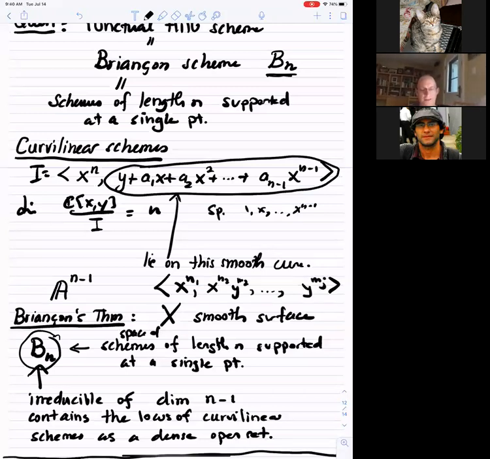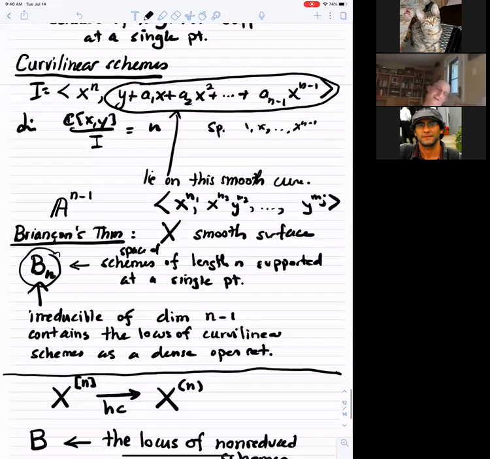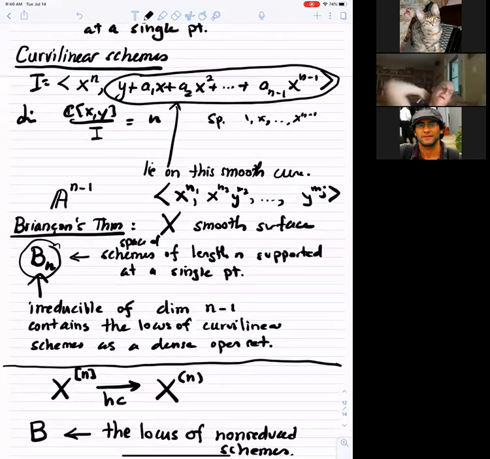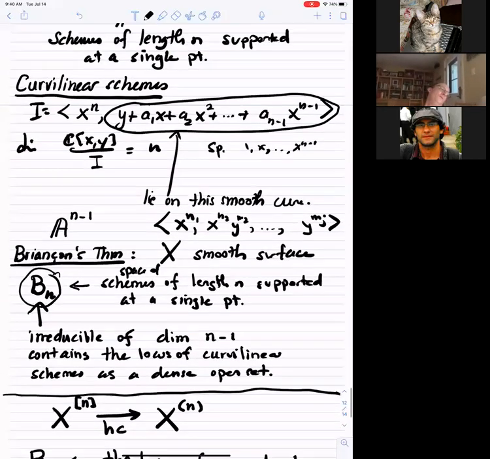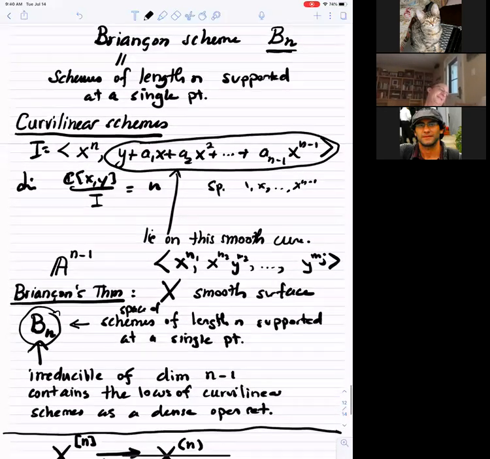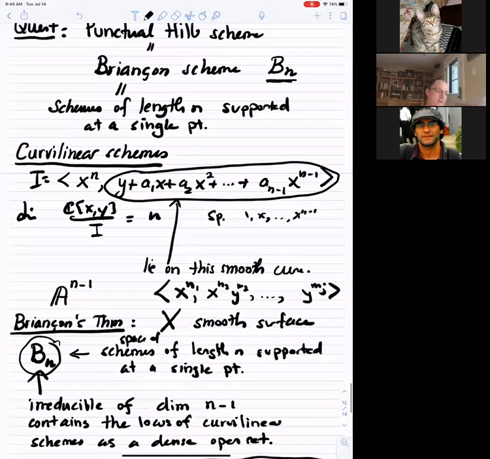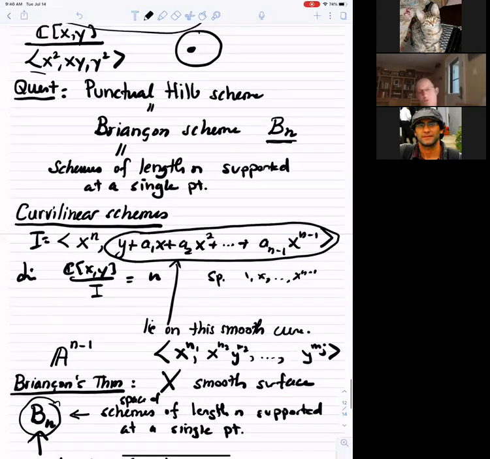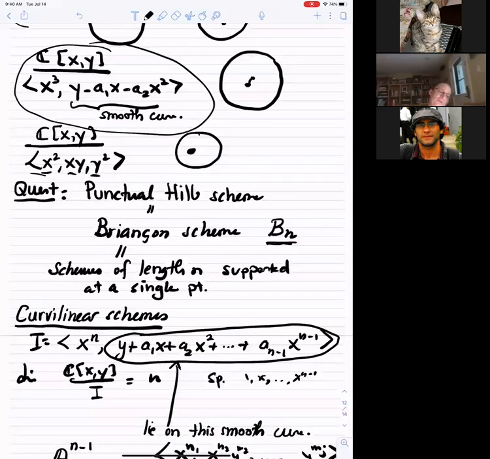So if you write things like this, you're going to generate non-curvilinear schemes, assuming that you didn't make n1 or mj equal to 1. And at the end of the day, these things are even limits of things that are distinct points, right? Because it's irreducible. So if you want to explicitly see, for instance, how x squared, xy, y squared is the limit of 3 distinct points, you can do it.